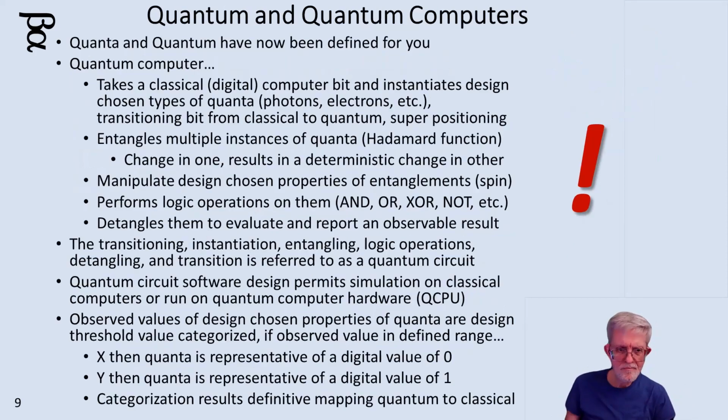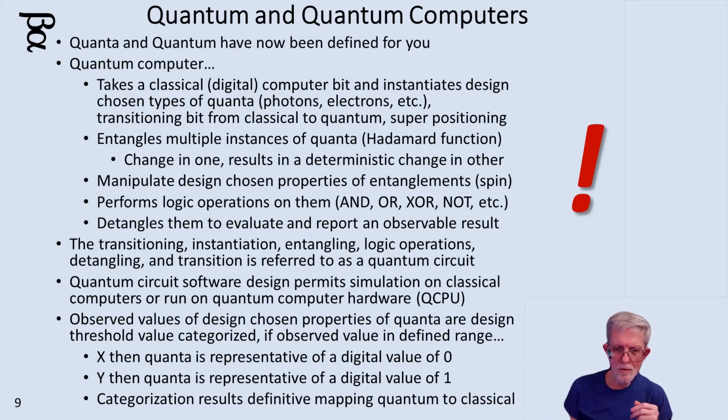So now that we've got quanta and quantum defined, the design of your quantum computer will dictate what kinds of quantum things you're working with, be it electrons or photons. You need some means of transitioning from classical computer data to quantum, and that's superpositioning. That's how you instantiate one of these qubits, and it starts doing its "I don't know what it is until I measure it."